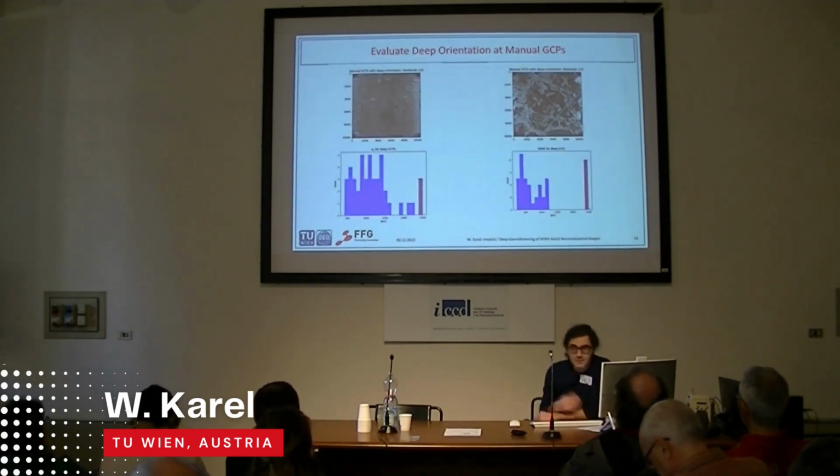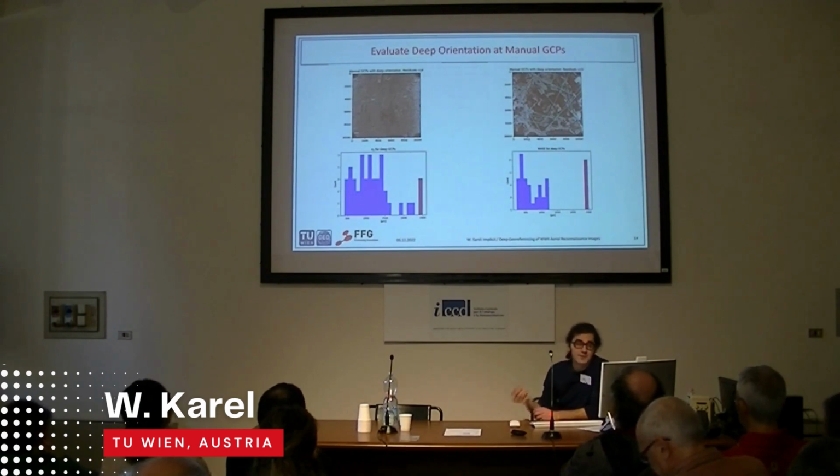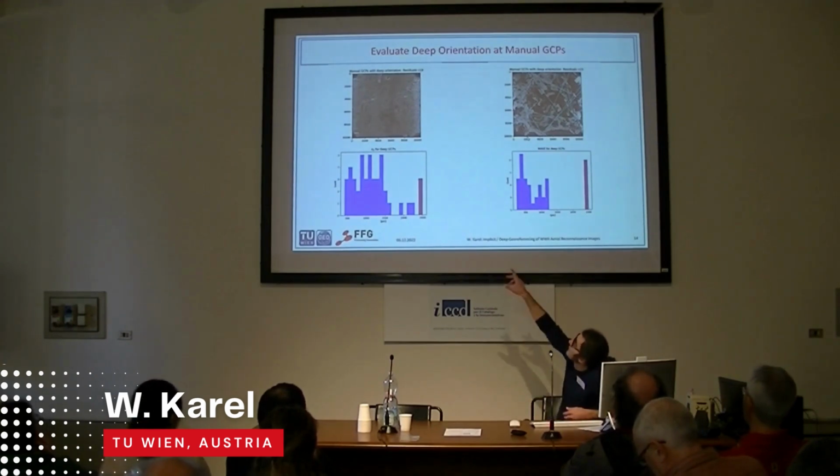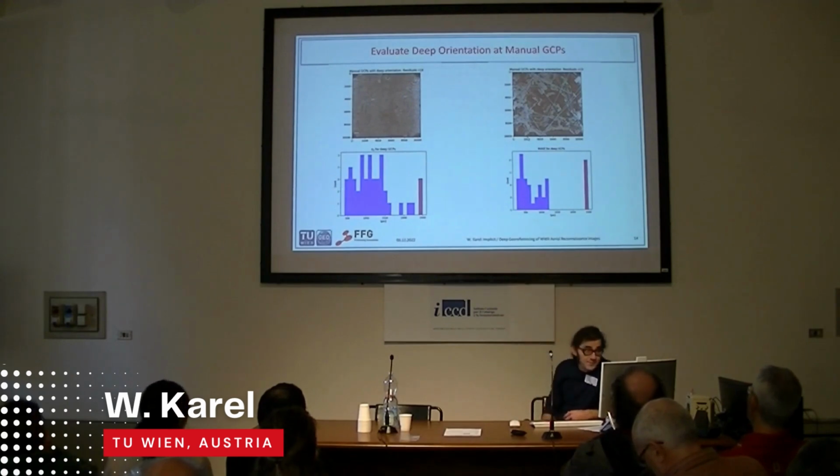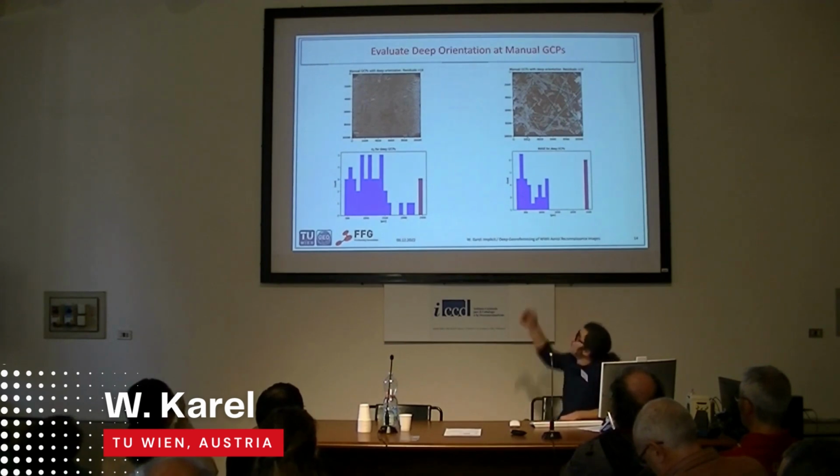Now, how to evaluate this using the manual ground control points? I think the most direct way is to project the ground control point coordinates from object space using the exterior orientations gained with deep features. So here we see on the left top one of these aerials. We have some features scattered throughout the image. And this is one example where it works well.